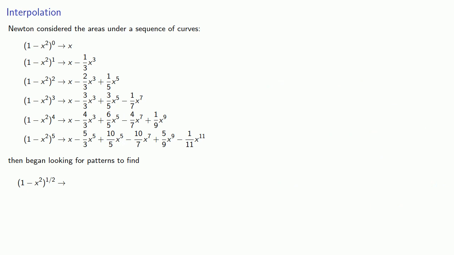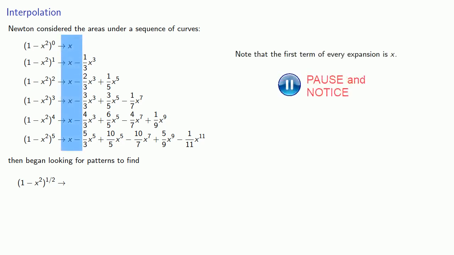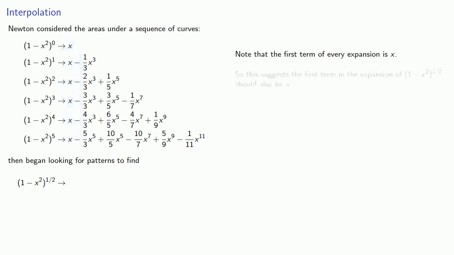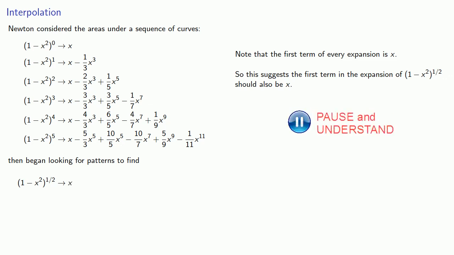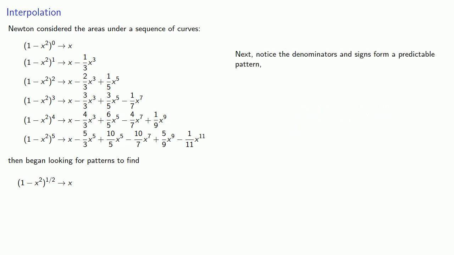But now let's look carefully at our results. So the first thing we notice is the first term in every expansion is x. And so this suggests the first term in the expansion of 1 minus x squared to power 1/2 should also be x. Next, notice the denominators and signs of all of the terms in all of our series form a predictable pattern. So we can focus on the unsigned numerators.